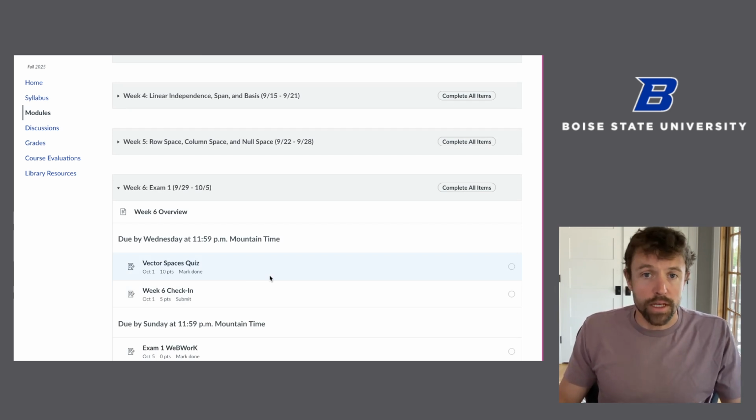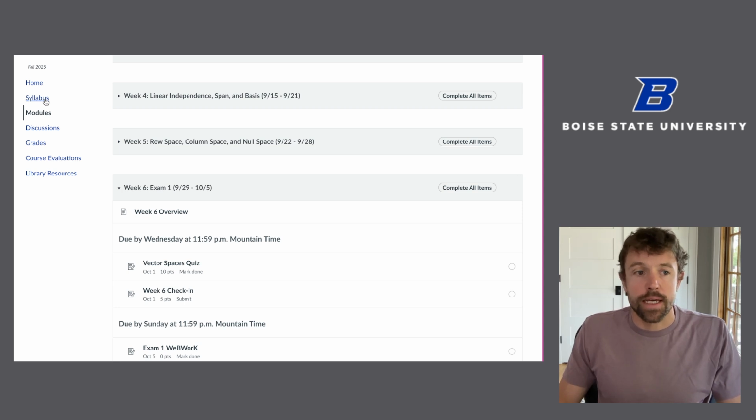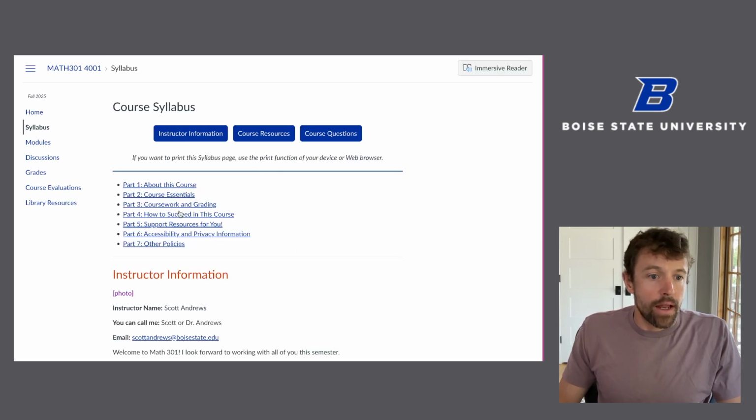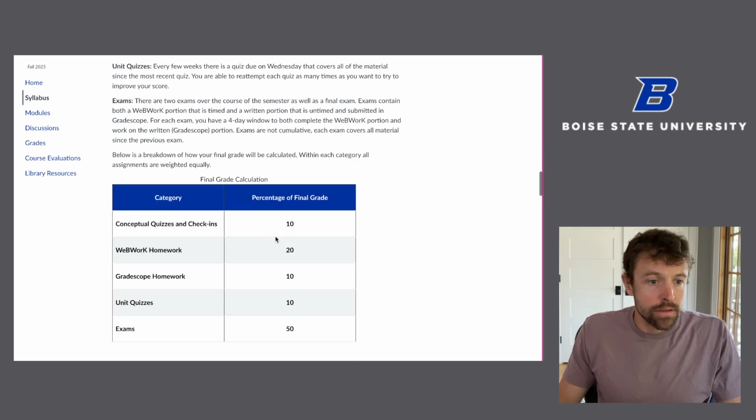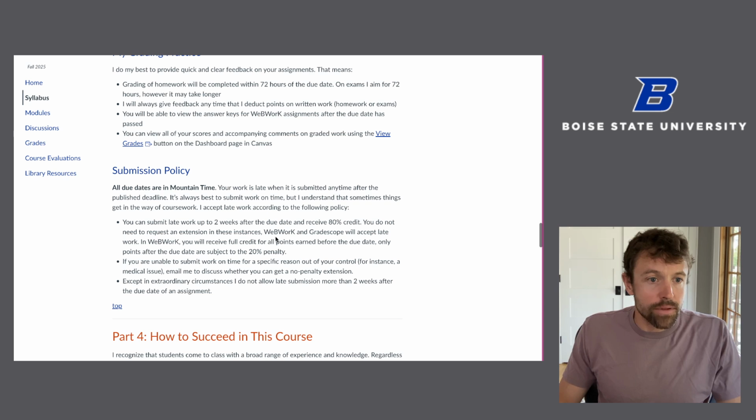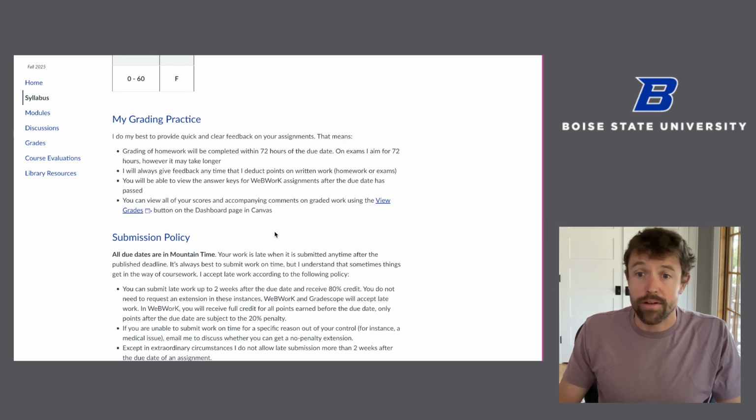You take them remotely. You have to use proctoring software, so you'll have to download something onto your computer, but you won't have to go to a certain place to take the exams. At this point, the main thing to note about the exams is when they are. So if you go to the syllabus and coursework and grading, and we scroll down to the exams, I thought it said when the exams were here. Apparently it doesn't.